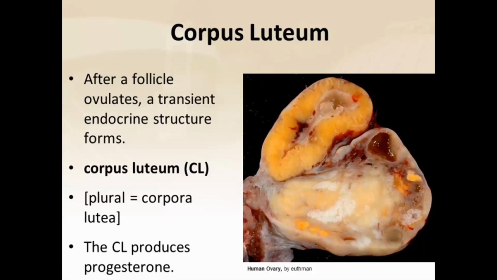It only lasts for, at best, 3 months, but typically it lasts about 7 days. It secretes progesterone. Progesterone keeps the uterine lining intact.